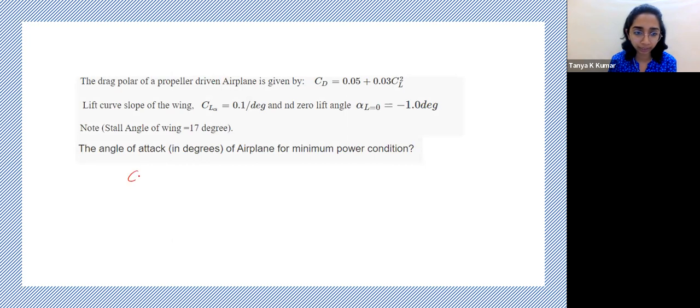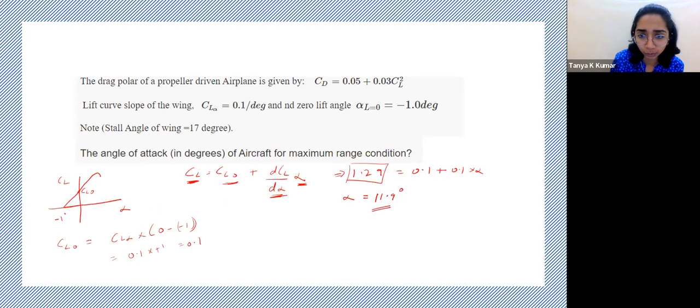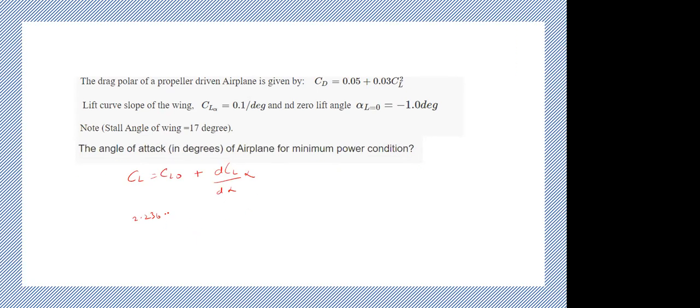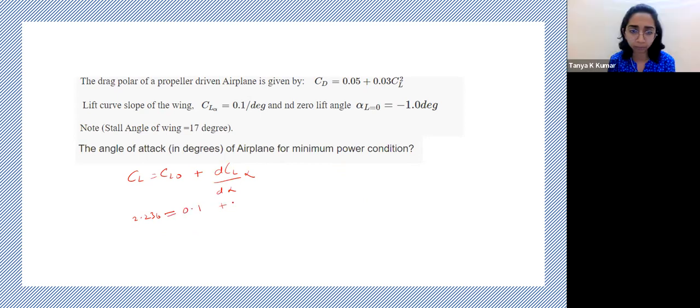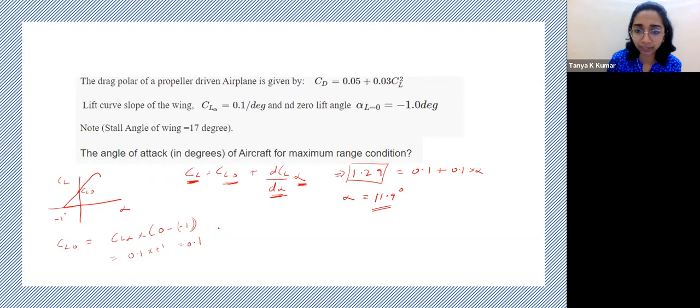Minimum power condition, it will be the same thing, right? CL equal to CL naught plus dCL upon d alpha into alpha. What was CL for the minimum power condition? 1.29 was the previous case, right? What was it for this one? 2.236. So it's equal to 0.1 plus 0.1 into alpha. So in this case, what is alpha? 11.9 was for the previous case, right? Previous case, you had 11.9 degrees.